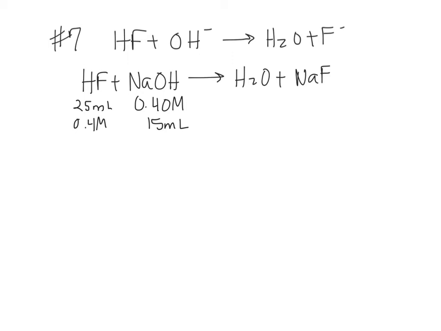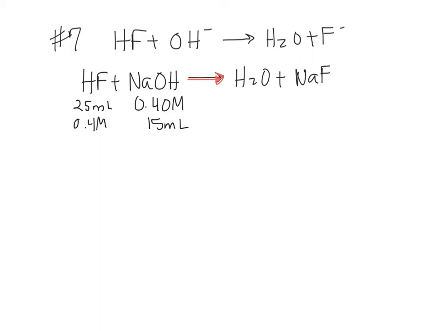And then we're asked to assume that all volumes are additive. Part C says calculate the number of moles of HF remaining in the solution, calculate the molar concentration in the solution, and calculate the pH of the solution. So the first thing is this is a neutralization. Notice this is a one-directional arrow. So this is a limiting reactant problem.